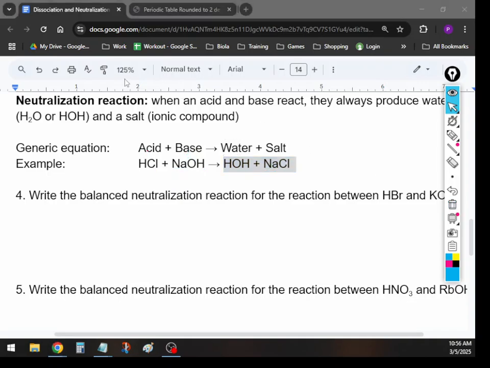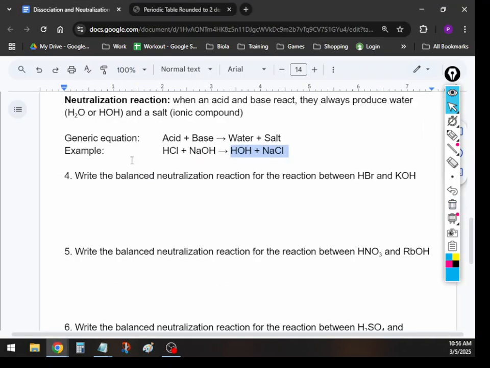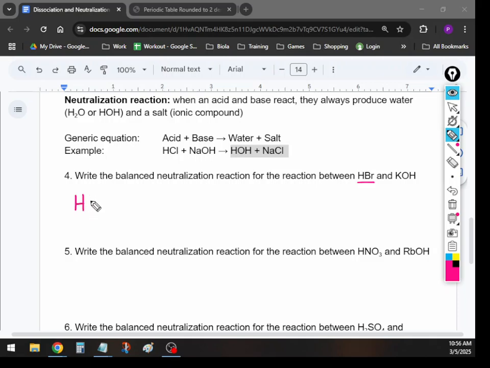All right, so let's do a couple examples and then we'll be done. Okay, so let's do number 4. What we're going to do is try number 4 together, and we're going to be combining our acid, which is HBr, with our base, which is KOH. Okay, so our acid and base.